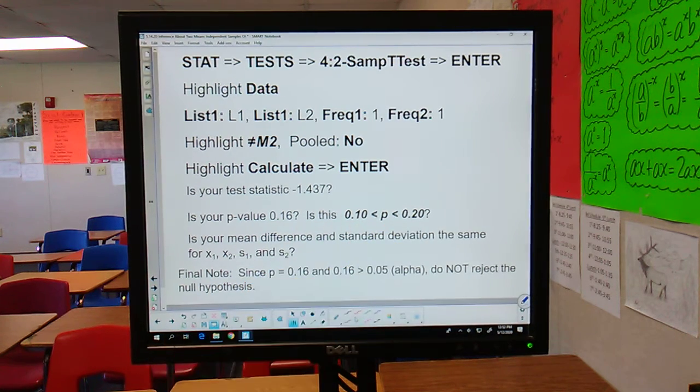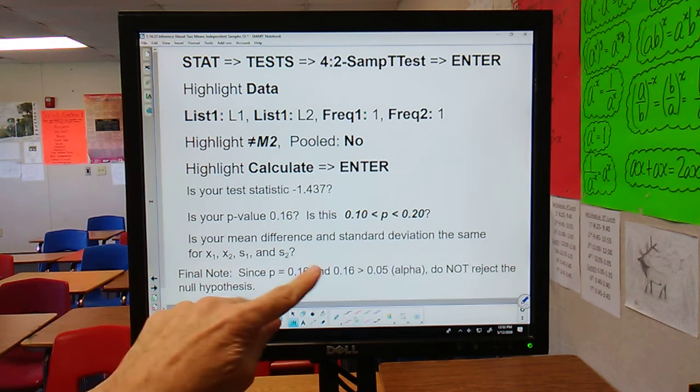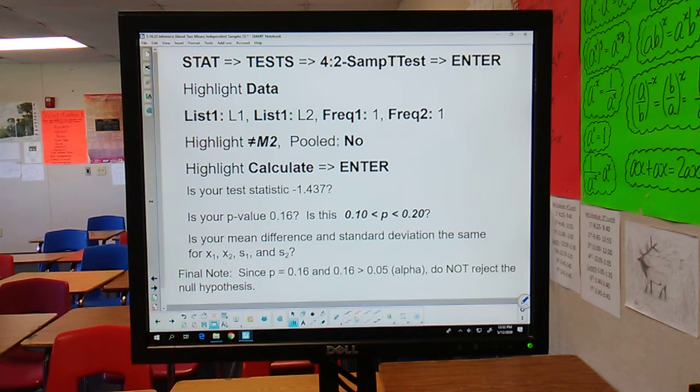Yes, it is. Okay. Are your mean differences and standard deviations the same as what you got earlier? You can scroll down a little bit more to get the standard deviations, but I'm looking at them. They're the same as what we had before.